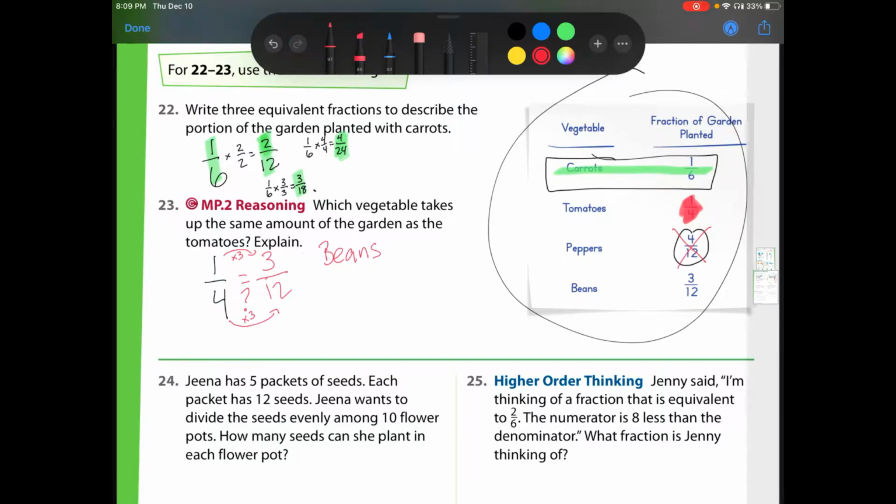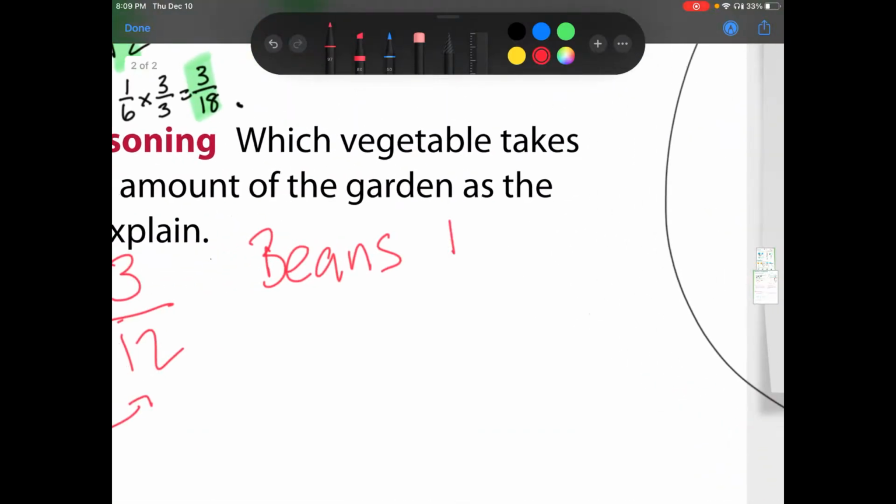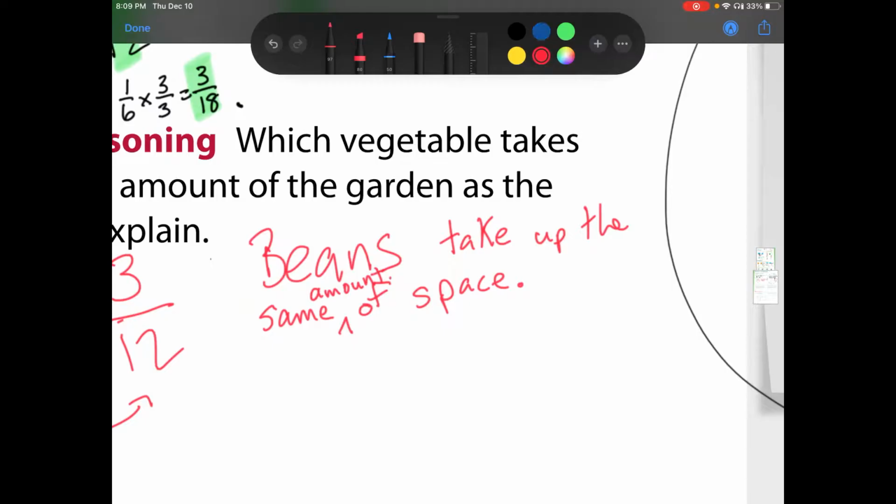We're not just done. So we're just telling them that beans take up the same amount of space. Oh, and oops, I made a mistake. I forgot to put amount in. So I'm going to put the little caret there and insert the word amount. Beans take up the same amount of space. And then I'm going to switch to blue because this is our explanation on how we know they're equivalent.